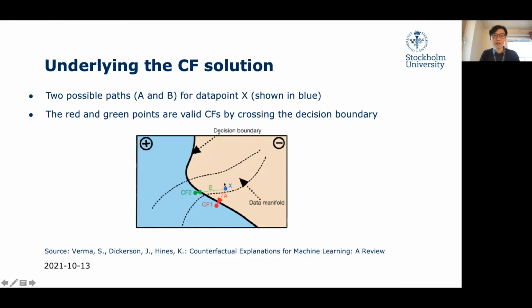And now you may wonder what is going on under the hood of this counterfactual solution. Here we have one figure illustrating this problem. We have a binary classification problem. To the left, we have the positive class and we have the negative class, and there is a nice curvy decision boundary drawn in the middle. Imagine that we have an original point X, and then we try to find path A and path B to cross this decision boundary to get to the counterfactuals CF1 and CF2. And both of them are considered valid counterfactuals by crossing this decision boundary.